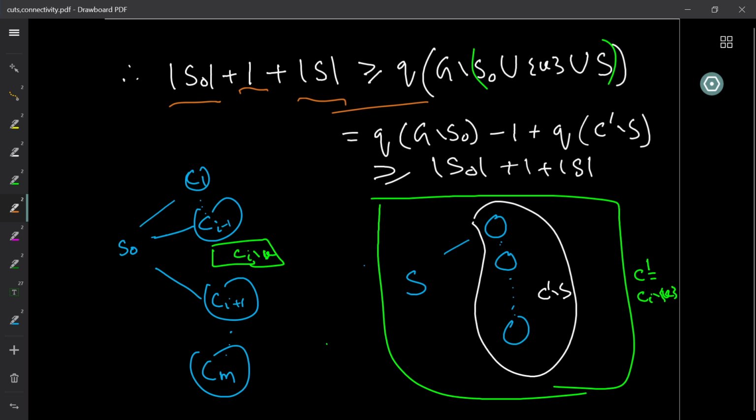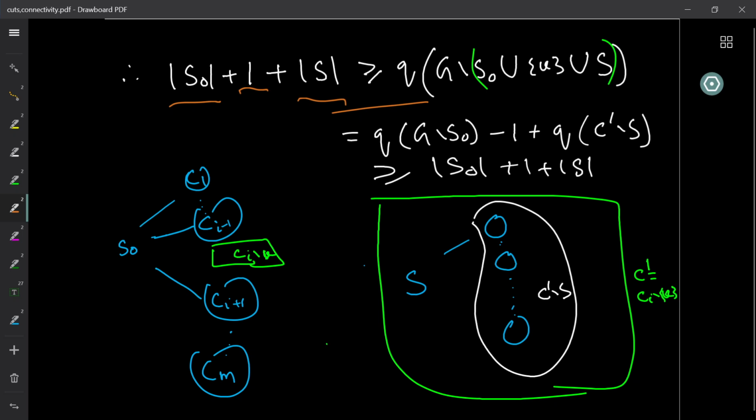Because equality is attained there. And Q of C dash minus S, we know, is at least cardinality of S plus 2. That 2 will account for the minus 1. So I get cardinality of S0 plus 1 plus cardinality of S, and this is greater than or equal to this. But now both sides of this, Q of G minus S0 union V union S, are bounded by the cardinality of S plus 1 plus cardinality of S0. Therefore, it must be equality.